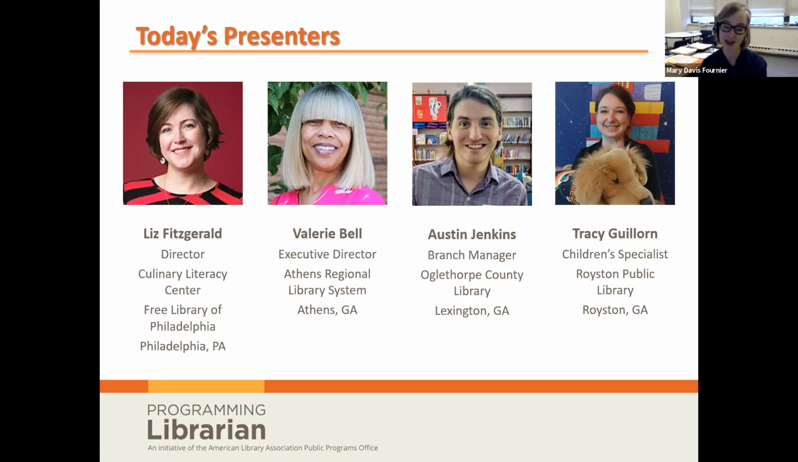Tracy Guillorn is the children's specialist at the Royston Public Library in Georgia. Her favorite part of her job is programming and having children develop a lifelong love of the library and literacy. She started as a children's specialist in 2018, and since she started, program attendance numbers have tripled, and more families have become regular patrons and supporters of all library programming. And then Austin Jenkins is the branch manager of the Oglethorpe County Library in Georgia.